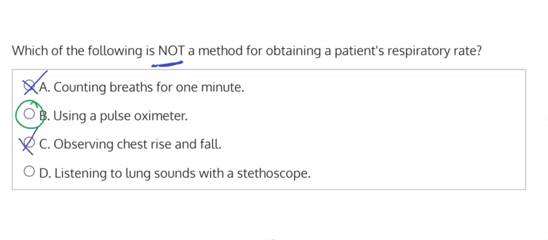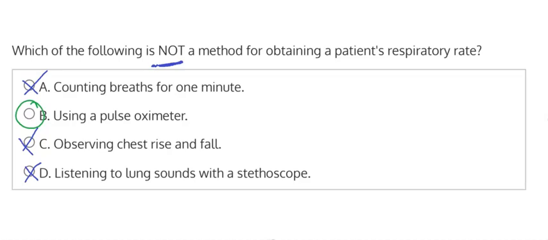And then option D states listening to lung sounds with a stethoscope. And yes, that's another method that you could use for measuring respiratory rate by listening for how many times they breathe in and out within the minute. So we can eliminate that as well, since that is correct, and the question is asking which is incorrect.